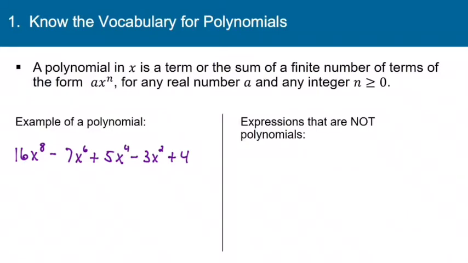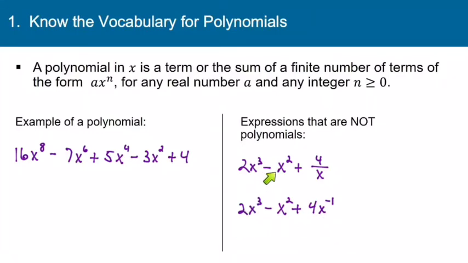Now here are a couple of expressions that are not polynomials. 2x to the third minus x squared plus 4 over x would not be a polynomial because this last term is not in this form. And also 2x to the third minus x squared plus 4x to the negative 1 would not be considered a polynomial because even though it does look like it's in this form, the exponents are not all greater than or equal to 0. So this negative exponent is what disqualifies this from being a polynomial.